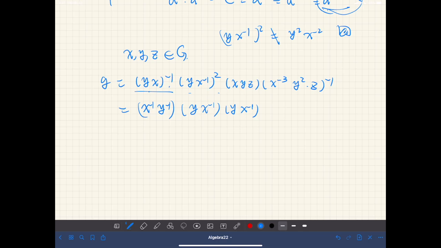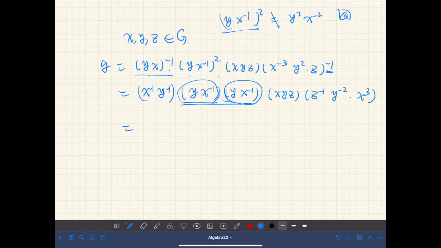This may not be true, because the commutativity may not hold. So for this, we have to write like this. Okay, so the same thing, the whole thing twice. And xyz, and for this one, inverse everything. So that is z inverse, y to the power of negative 2, and x to the power of 3.